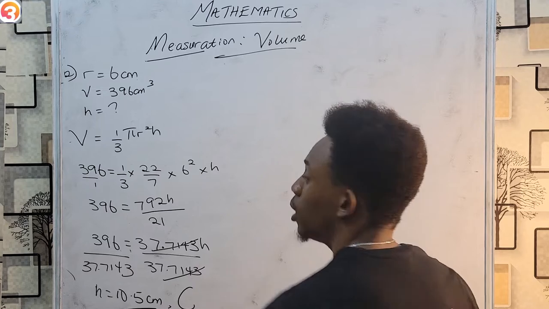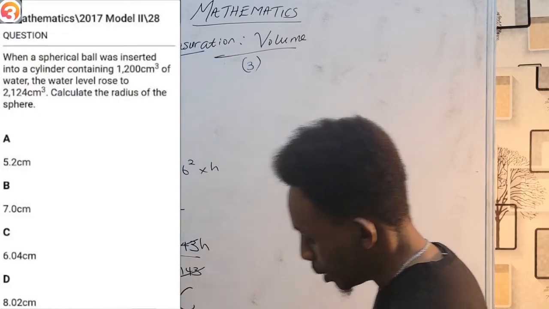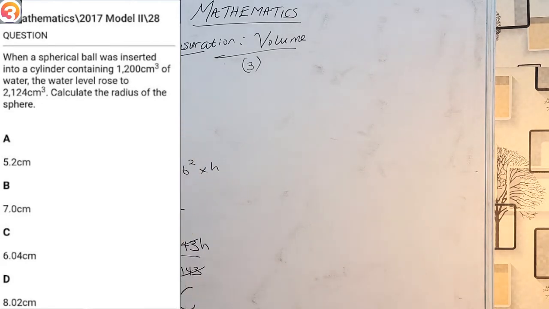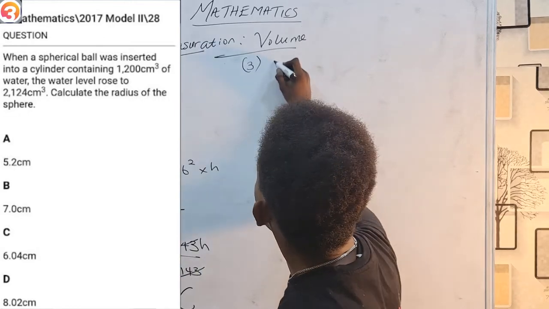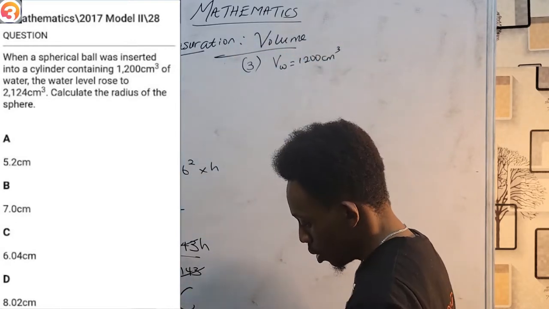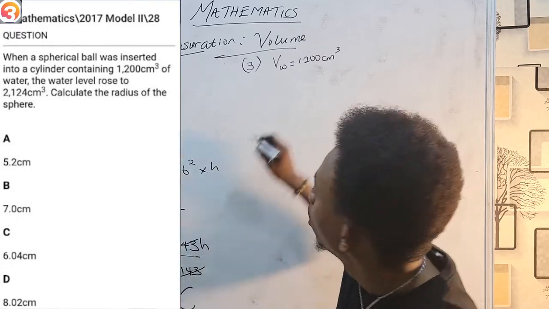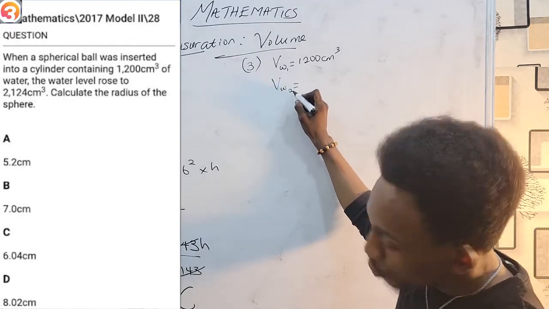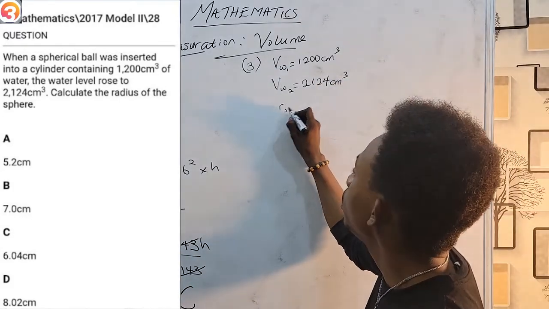Let's move on now to the 2017 model 2, question 28. This one says, when a spherical ball was inserted into a cylinder containing 1200 centimeter cube of water, let's see, so volume of water, let's call that VW1, equals 1,200 centimeter cube. Now, when it was inserted, the water level rose to, let's call this final volume VW2, 2,124 centimeters cube. We have to calculate the radius of this sphere.